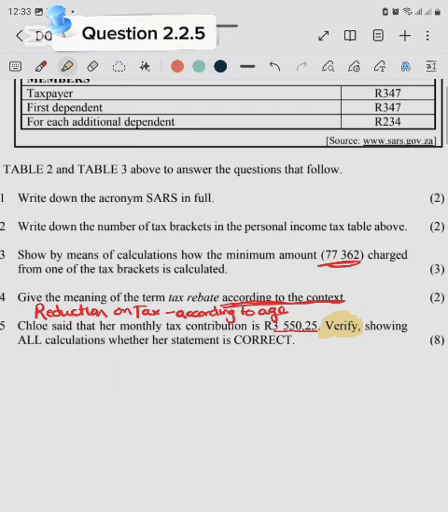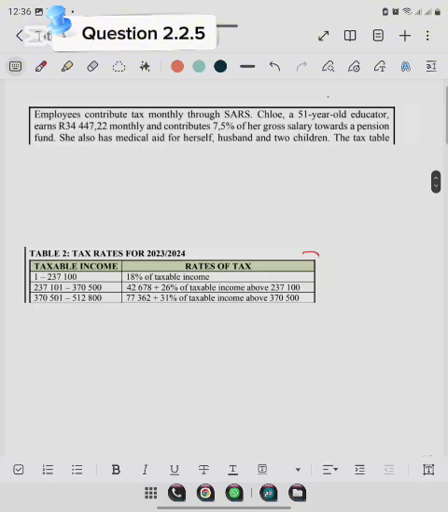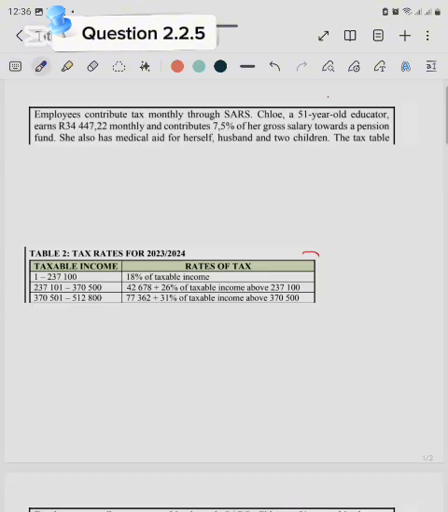So to do that, we need to work out firstly her tax. So let's see what we know about her tax and then work it forward. Okay, so the first thing we have here, if we look at the information we're given, is we are told she's 51 years old, which already tells us about the rebates that we're going to need later.